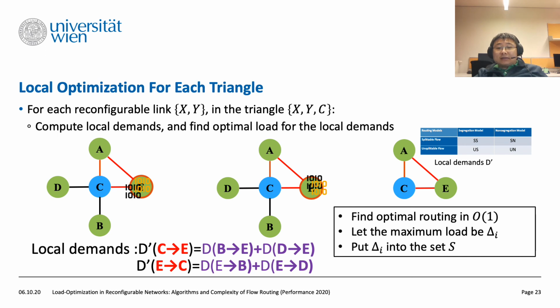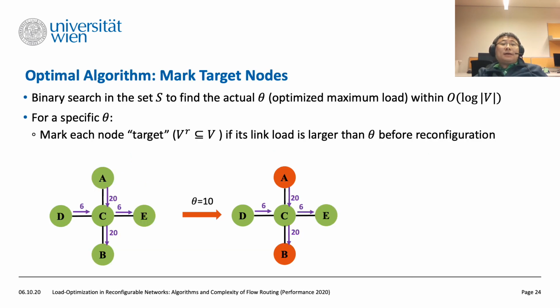Let's denote the max load in this triangle as delta_i. After computing the maximum load for each triangle, we know all the possible values for theta, so we already have our set S. Then by binary search in S, we can find the actual theta. For each specific theta, we mark each node as a target if its link load before the reconfiguration is larger than theta, because it already has a load bigger than theta, so we must put a reconfigurable link to include this target node.